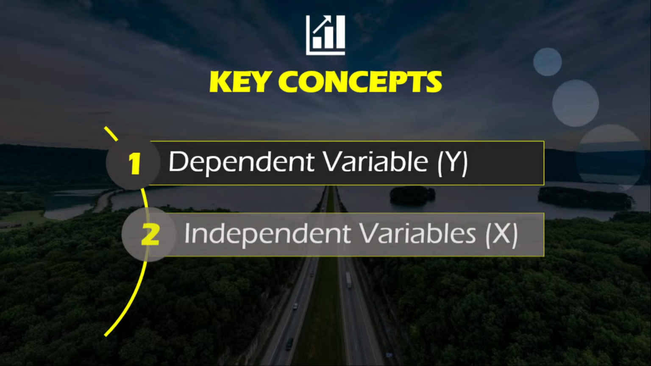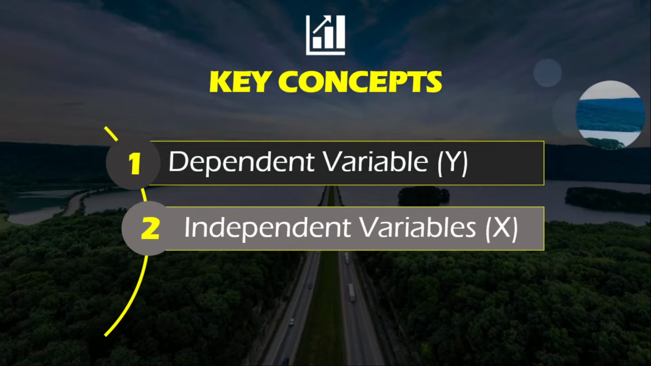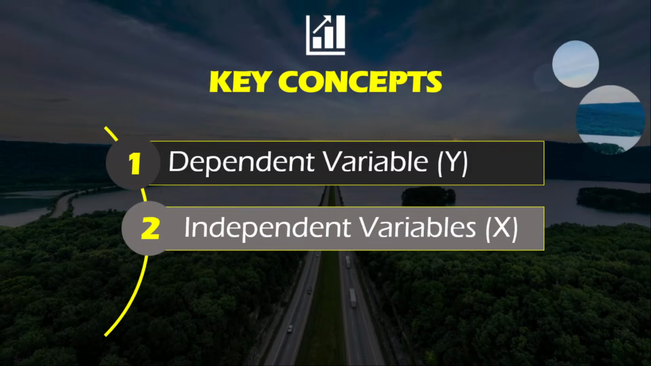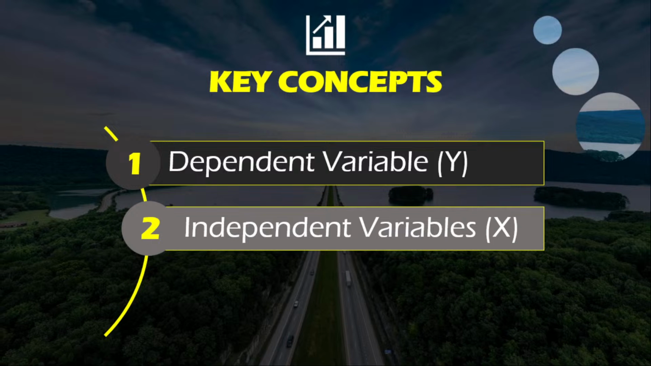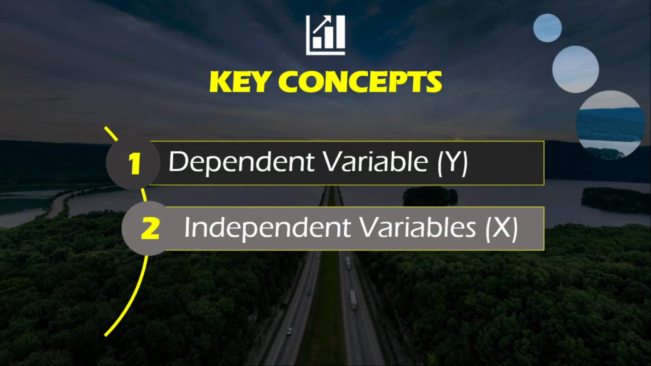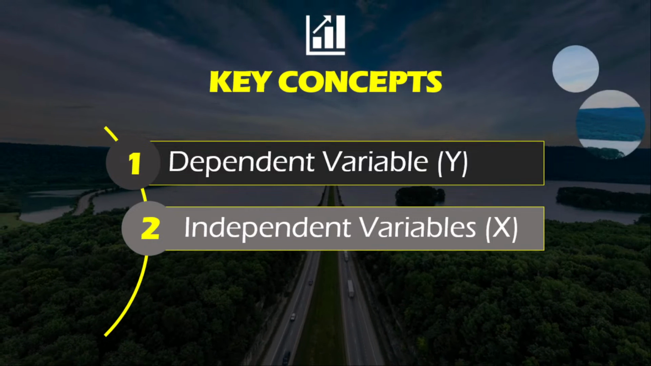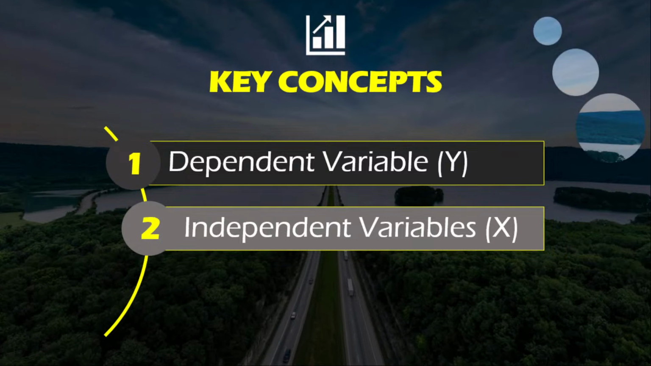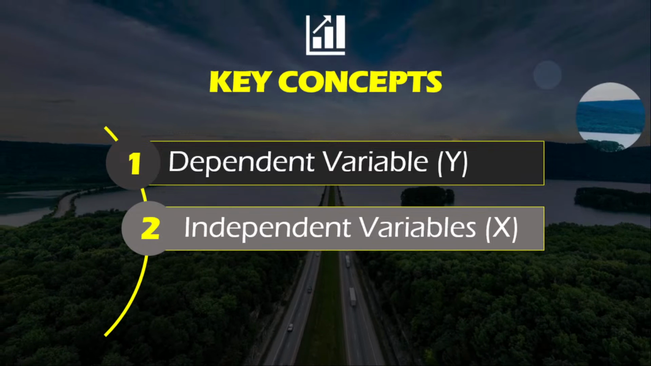Then number 2 is the independent variable. Now, what's an independent variable? An independent variable is a variable that can stand on its own. Let me put it that way, in simple layman language. Nothing influences it. It influences stuff, but nothing influences it. The independent variable can stand on its own.